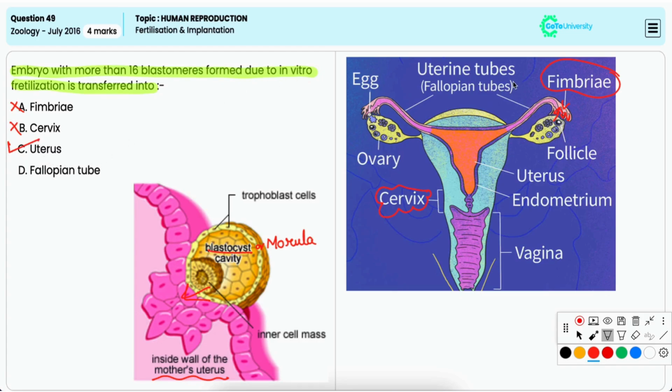Option D, fallopian tube. It is also incorrect because embryos at early stages, that is zygote or 2 to 8 cell stage, can be transferred to the fallopian tube in a procedure called the zygote intrafallopian transfer, that is ZIFT. But embryos which have more than 16 blastomeres are transferred to the uterus.